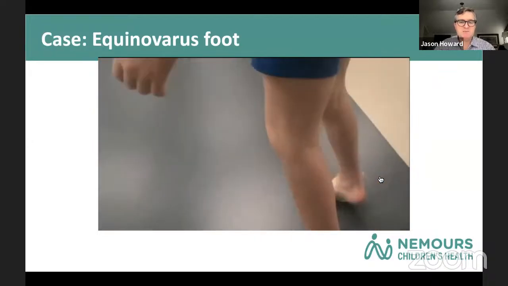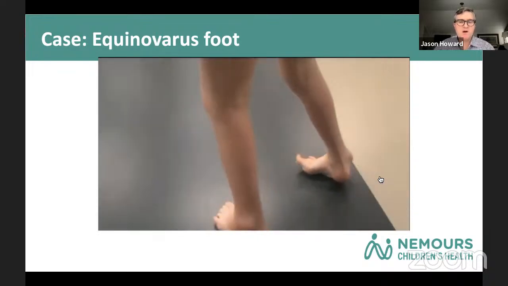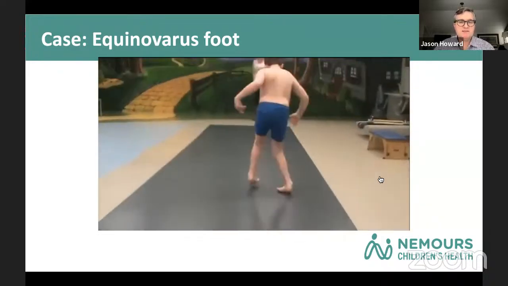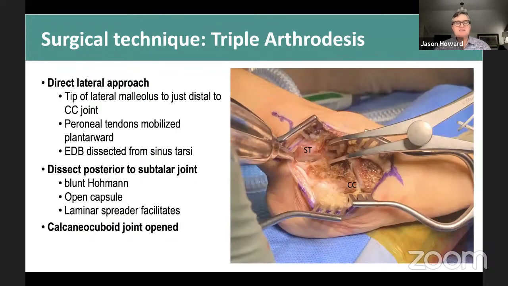He's managing, but for how long? Here he is. In this case, he had rigidity of his hindfoot and his midfoot, and this necessitated a triple arthrodesis. We did this through an all-lateral approach, where you can see the subtalar joint, the calcaneal cuboid joint, and deep to that, you see the talonavicular joint from here as well.